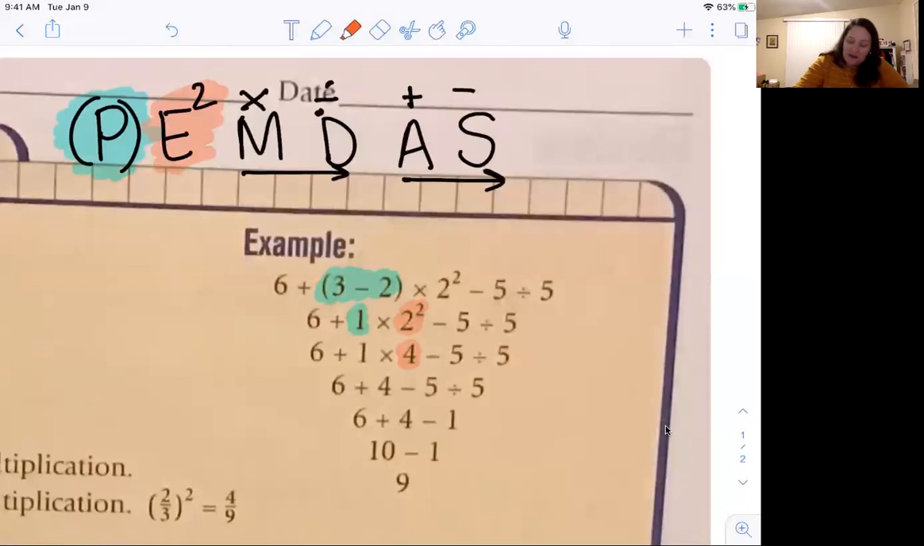Then we do multiplying and dividing in the order they appear. Well, if we look here, this is the one we're looking at. We have a multiply here, and we have a divide. Well, we have a multiply here. They didn't do the dividing yet. So 1 times 4 is 4, and we've got it here. Now we have a divide coming up. Here's a divide, right? So we have 6 plus 4 minus 5 divided by 5. We can't do 4 minus 5 until we do 5 divided by 5, which is 1.